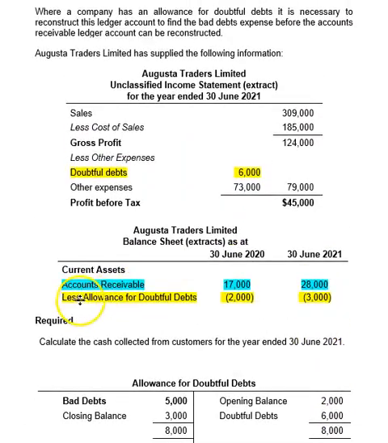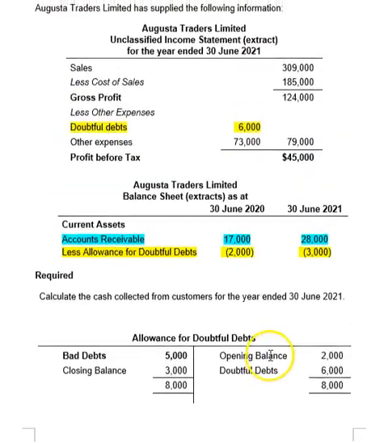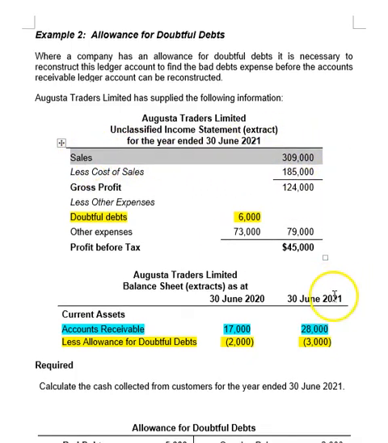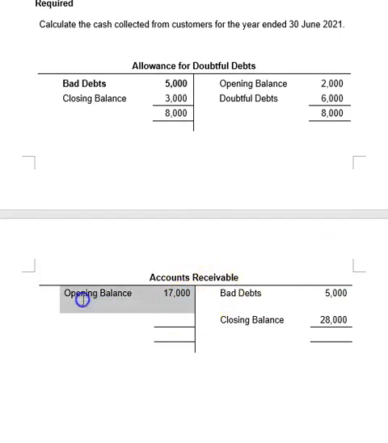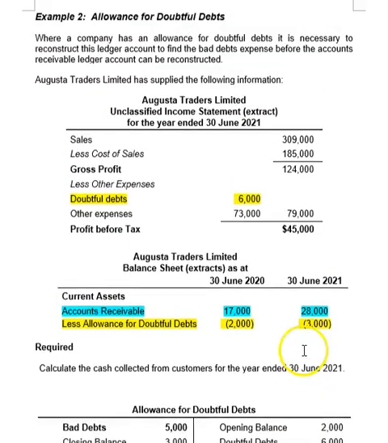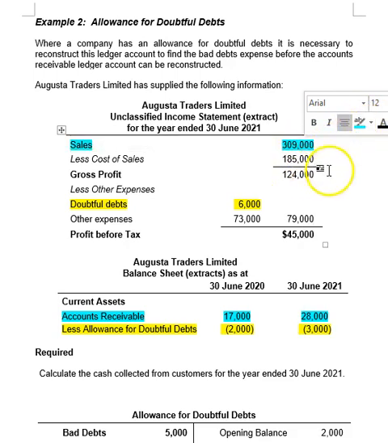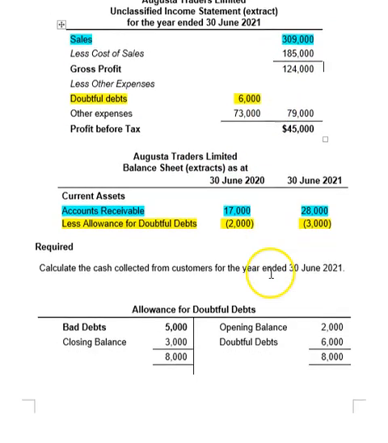Once you put in your opening balance and closing balance, you need to look at the other information that you have. Remember the sales. Sales will increase our accounts receivable account. We assume all the sales here are credit sales, so credit sales will increase our accounts receivable account. So under accounts receivable, on the debit side, you should put in your sales, which is 309,000. Then you need to check whether there is any sales return. Since there is no sales return, it's okay. Gross profit and cost of sales have nothing to do with it, and I think that's all.